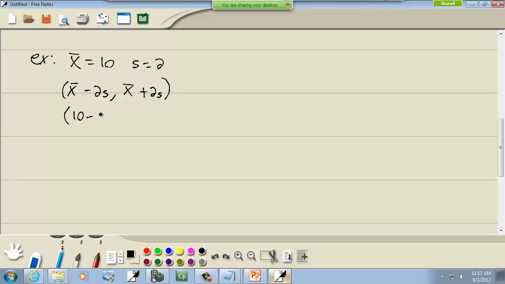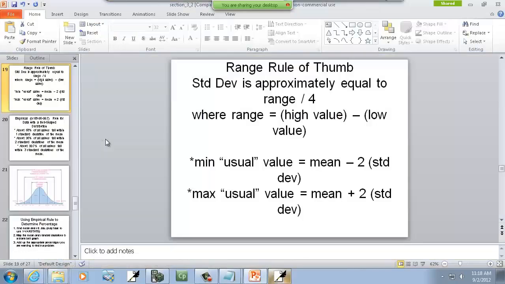So if I put that in, I got 10 minus 2 times 2, and 10 plus 2 times 2. 2 times 2 is 4, so 10 minus 4 is 6. 2 times 2 is 4, 10 plus 4 is 14. So our usual values fall between 6 and 14. So if you had a data point that was like 17, that would be considered unusual, not normal. Most of them fall in this area. Now, sometimes in statistics, they just ask you, is this unusual? Well, what they're referring to is this formula right here, if they give you numbers.